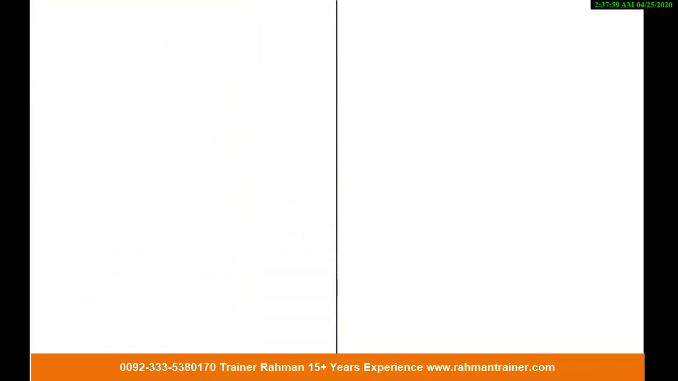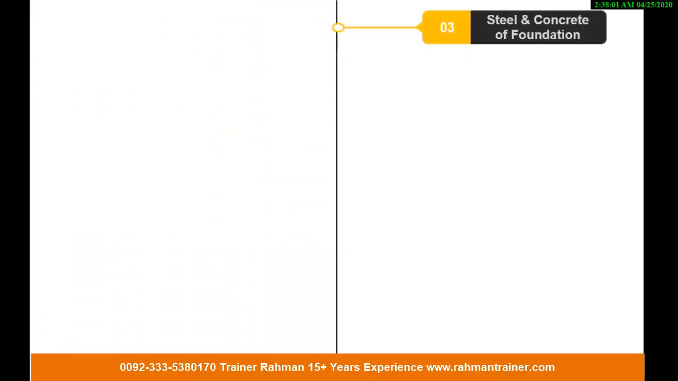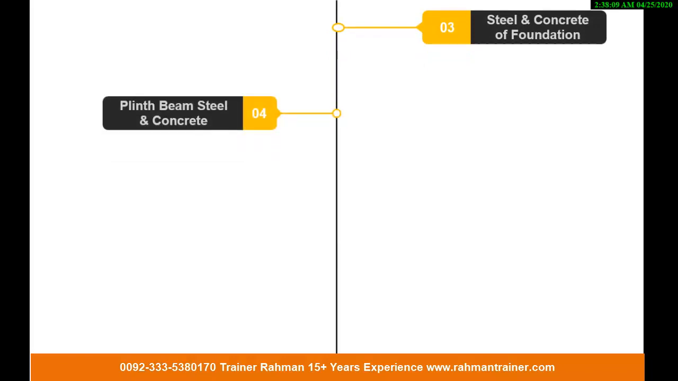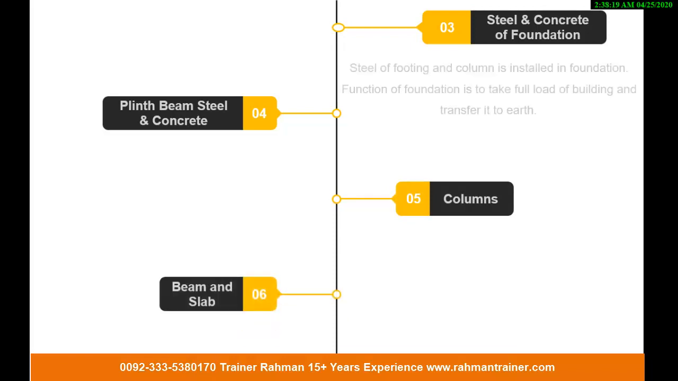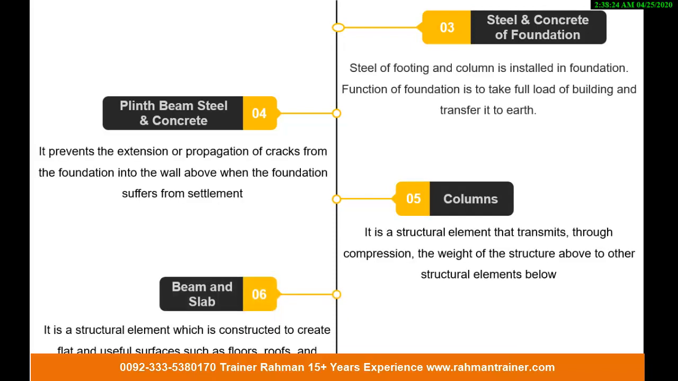Then at the third stage, steel and concrete of foundation is done. Then steel and concrete for plinth beam will be executed. Columns will be installed by steel and concrete, and beams and slab of roof will be installed. Now we will go through one by one about 3, 4, 5 and 6 steps functions.